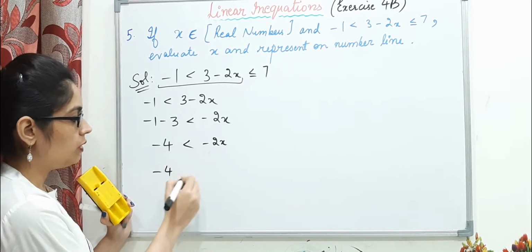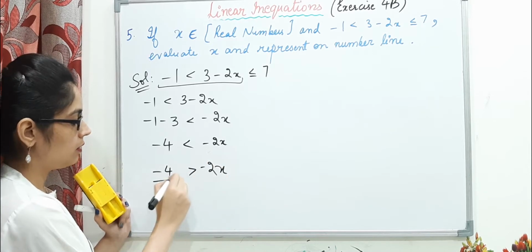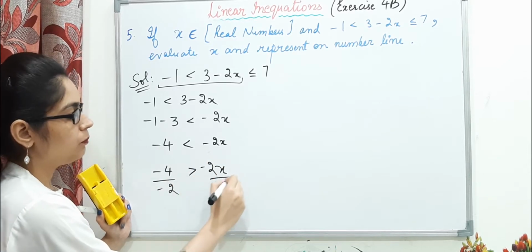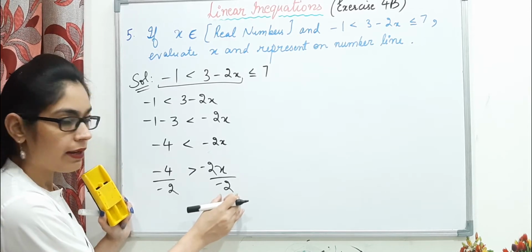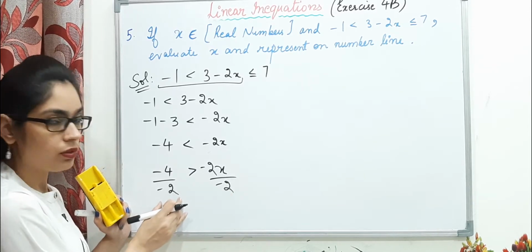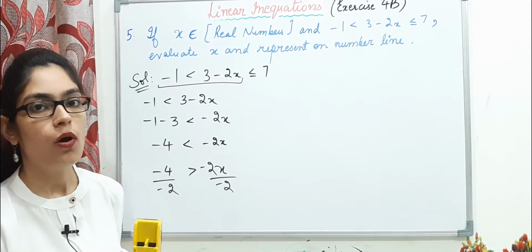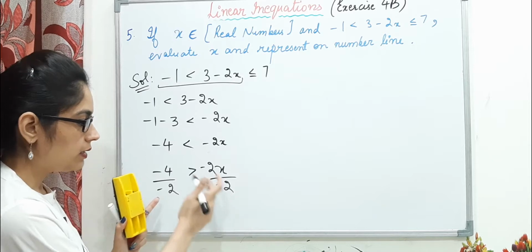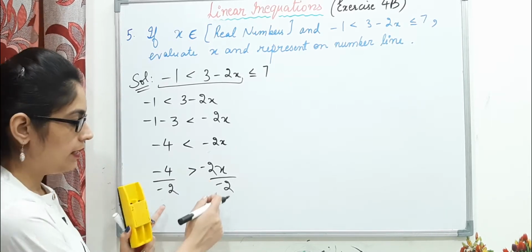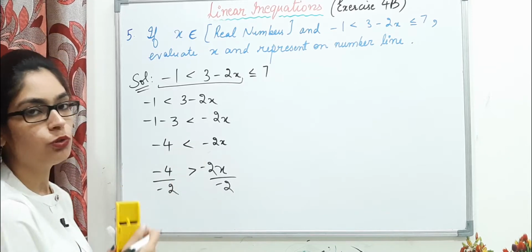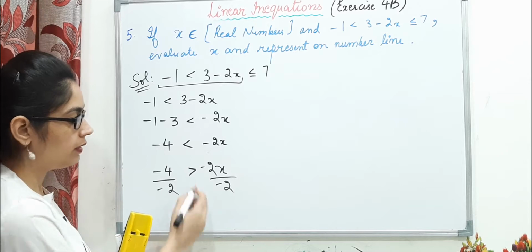So minus 4, I can just change the sign. So why am I changing the sign here? Because I am dividing both the sides by a negative number. This side I divided by minus 2, this side also I divided by minus 2. So when we divide or multiply both the sides by a negative number, see, positive number no change, negative number means this sign we have to change it. It was less than, so I have to change it to greater than.